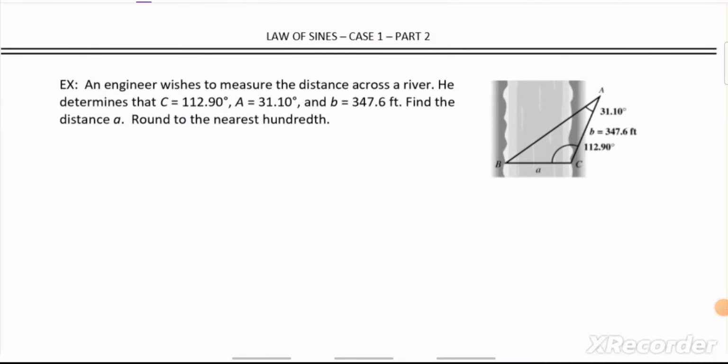This is our second video discussing the first case of law of sines. We'll do a couple more applications here. An engineer wishes to measure the distance across a river.